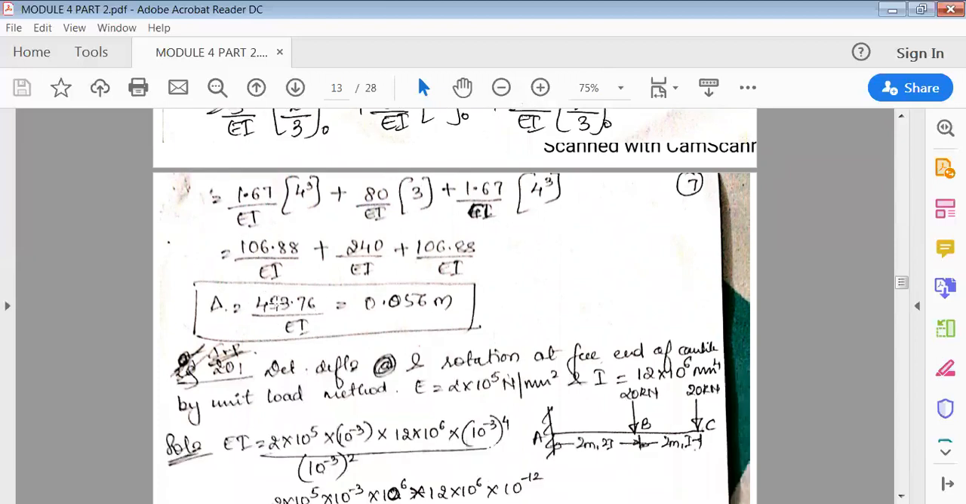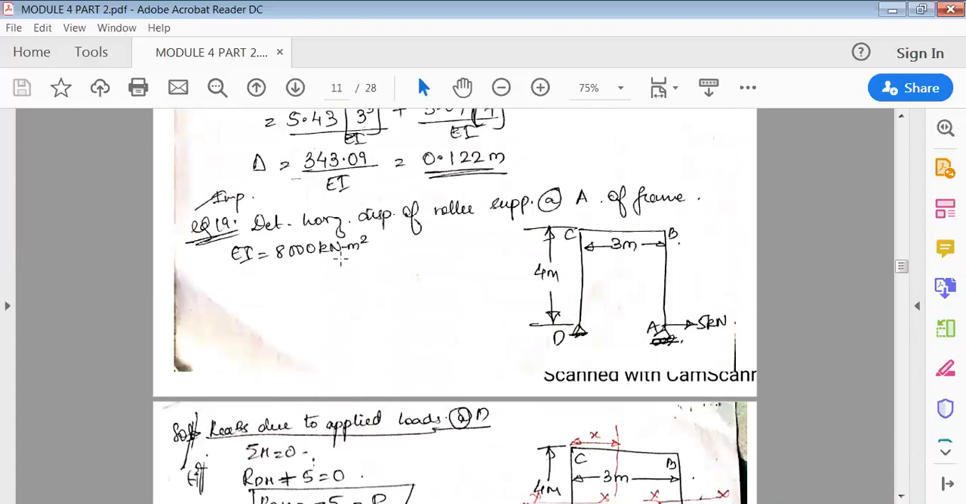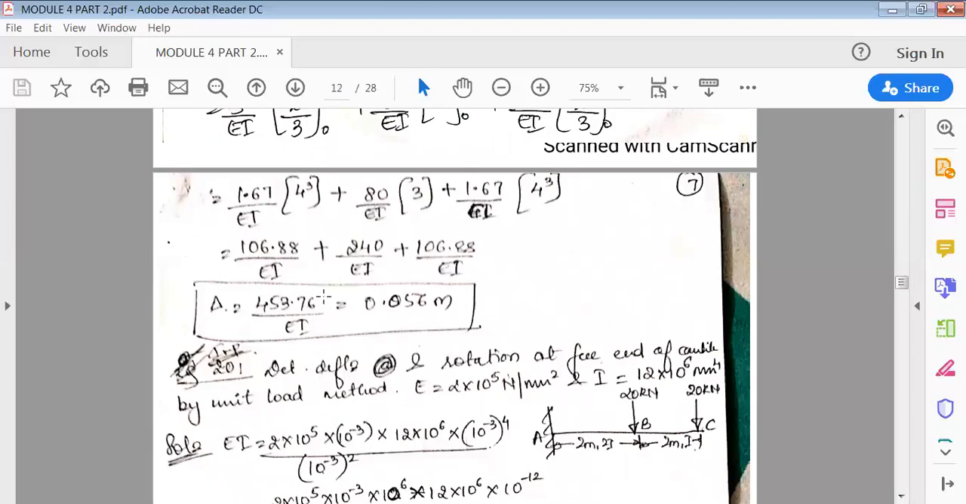Once you solve this, it is 453.76. Now that you know the value of EI, substitute it: EI is 8,000. So 453.76 divided by 8,000 is equal to 0.056 meter. So this is the horizontal displacement, which you write as delta A H, the displacement at A, which is horizontal. In the question they've asked only for the horizontal displacement, so you only have to calculate the horizontal displacement.